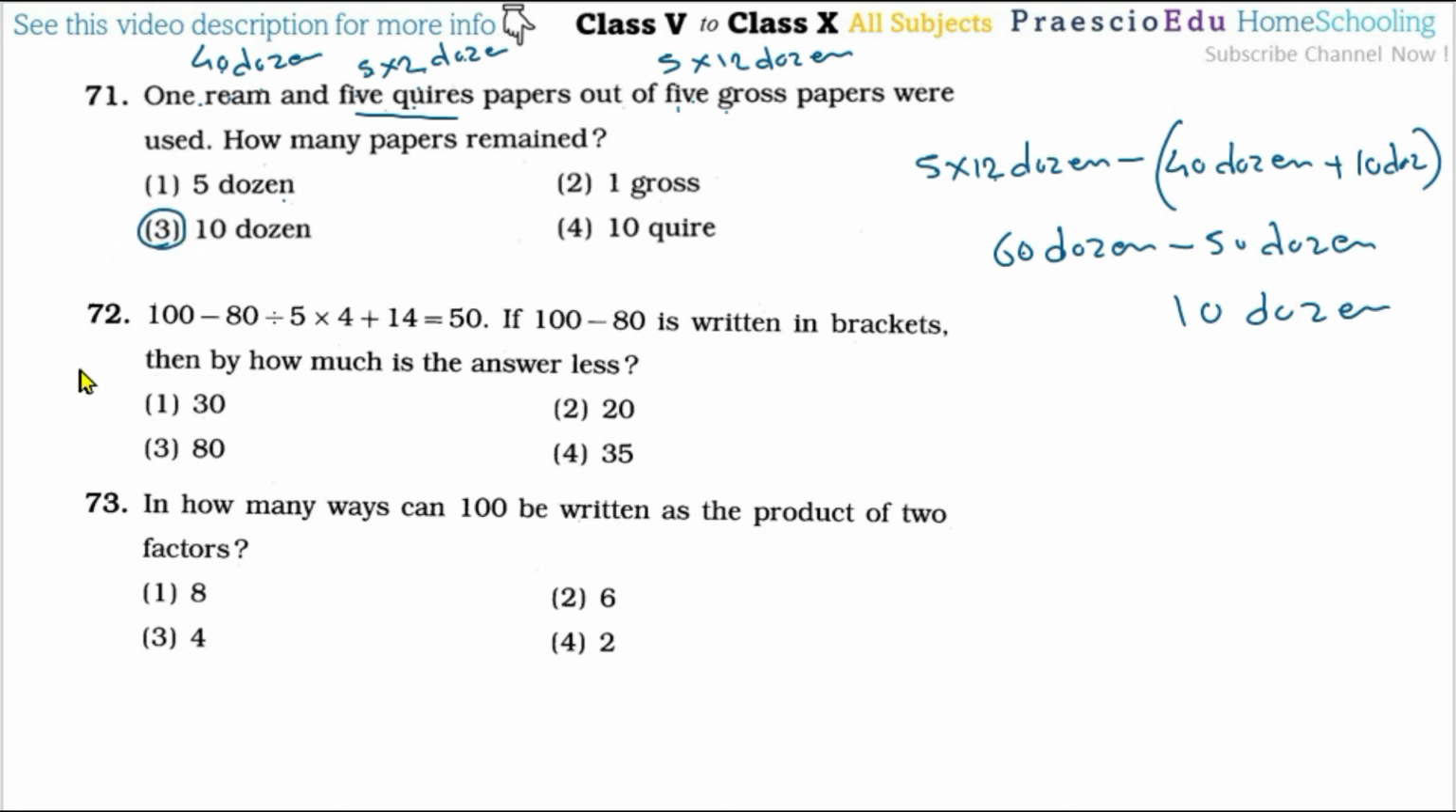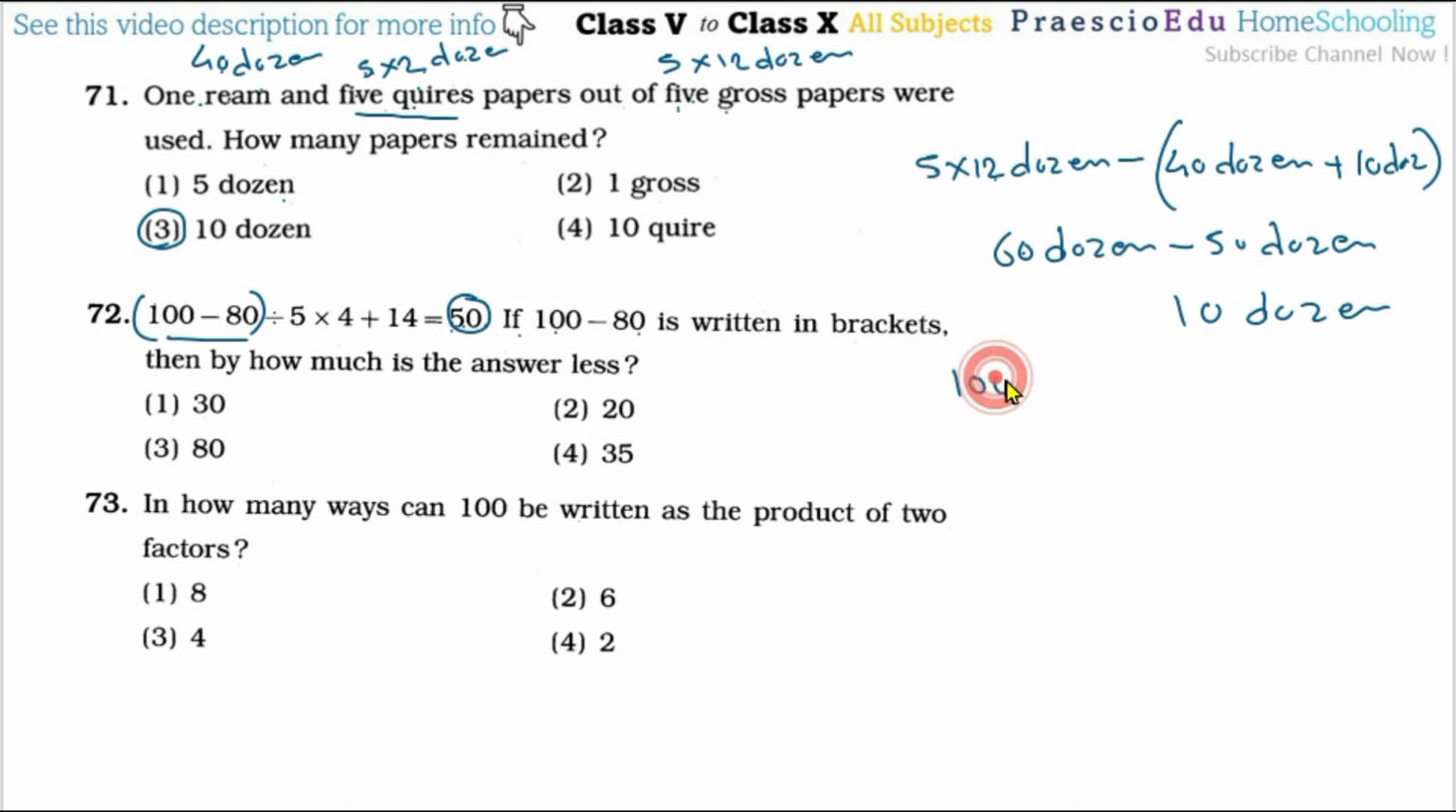Now question number 72. So this is already given, that is equal to the 50 after you solve this one. If 100 minus 80 is written in bracket, like this one, then by how much is the answer less, means how much will it be lesser than this one. So we will solve this one with a bracket.